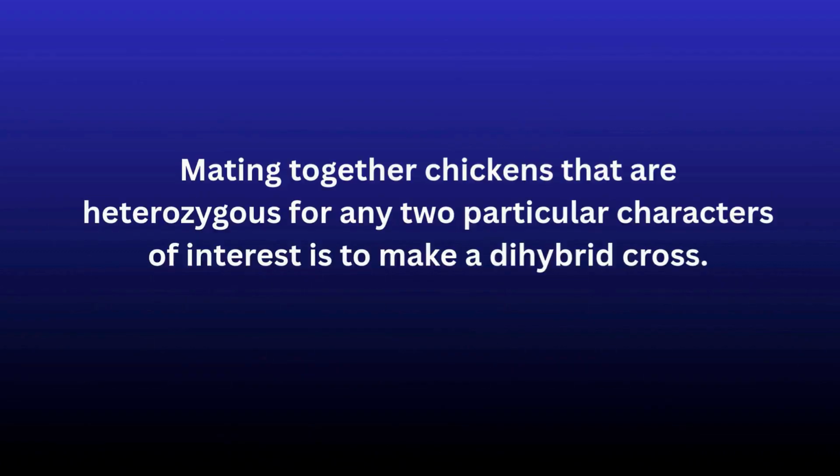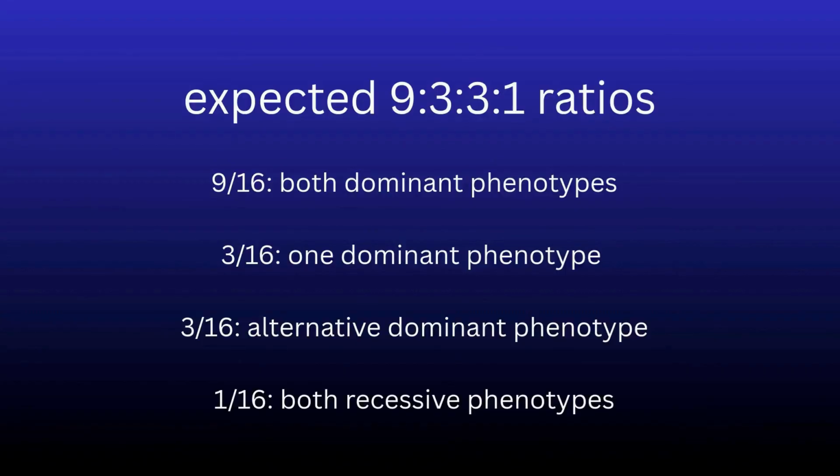So, things to remember about dihybrid crosses. Firstly, mating together chickens that are heterozygous for any two particular characters of interest is to make a dihybrid cross. Dihybrid crosses result in an expected 9:3:3:1 ratio. Approximately 9/16 of the chicks are expected to be of both dominant phenotypes. 3/16 have one of the dominant phenotypes only, with 3/16 having the alternative one, and 1/16 is expected to show both recessive phenotypes.